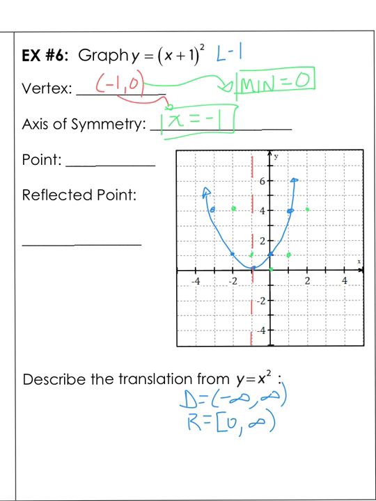So you choose a point. I'm going to choose (-2, 1). The reflected point to this one is now no longer across the y-axis, but it's across the axis of symmetry. So this is 1 unit away. 1 unit here would make it (0, 1).